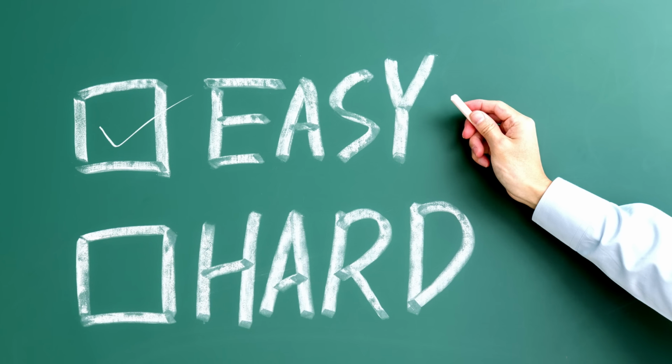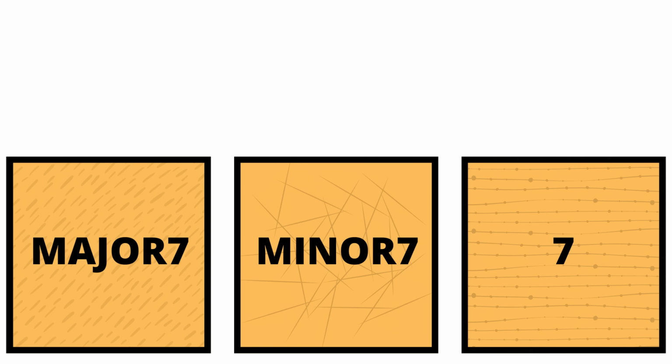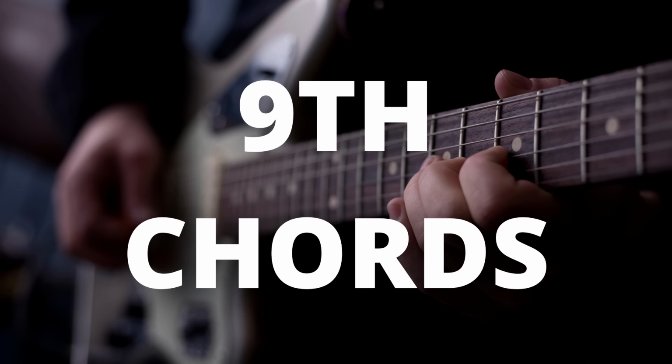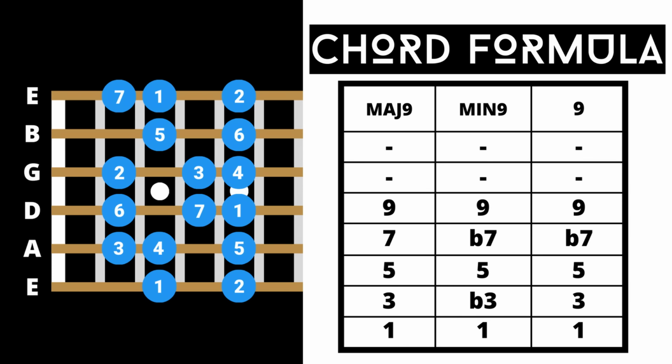These are all going to be really straightforward, as all you need to do is place each extension on top of the previously learnt 7th chords. Let's start with 9th chords. As you can see, a major 9 is simply a major 7 chord, so 1, 3, 5 and a 7, but with a 9th or 2nd placed on top. A minor 9th chord is, again, a minor 7th chord with a 9th on top. And the 9th chord is just a dominant 7th chord with a 9th on top.